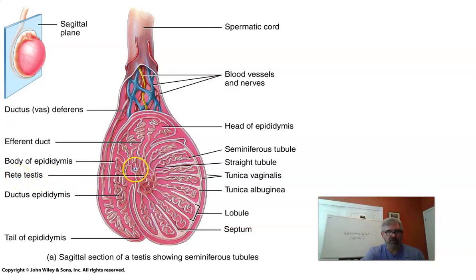And then from there, they're going to go to the efferent ducts. Remember, afferent, efferent. Efferent is leaving, so these are the efferent ducts. The efferent ducts are going to carry the sperm out of the testis into this tightly coiled structure right here called the ductus epididymis. That's the ductus epididymis right there. And the ductus epididymis is a part of this larger structure known as the epididymis.